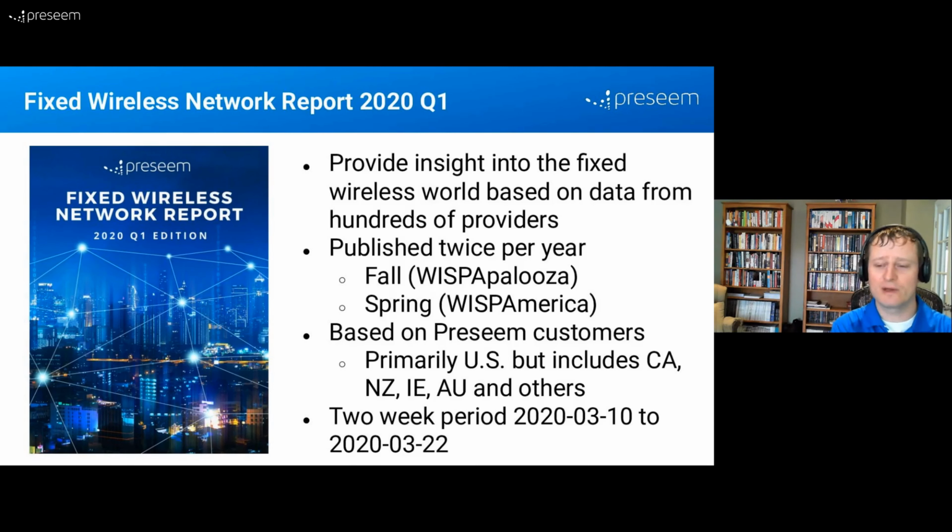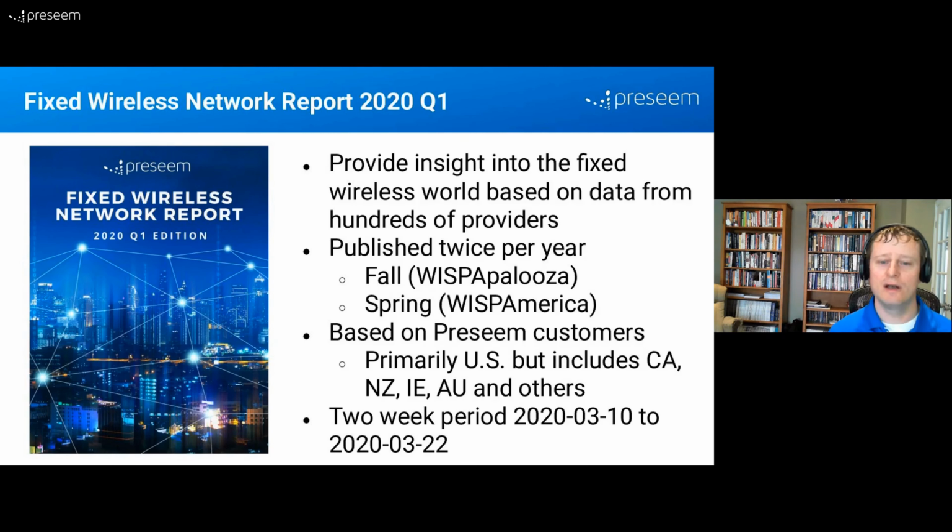Just to talk a little bit again about where the data comes from, it's based entirely on Preseem customers. Primarily that's in the US, though we do have customers all over the place: Canada, New Zealand, Ireland, Australia, South Africa, Spain, a whole bunch of different places. But on balance, the bulk of the customers are in the US. And this is based on a 2-week period just before WISPapalooza. So we basically snap a decent sized time period and then run the report and prep it for WISP America.